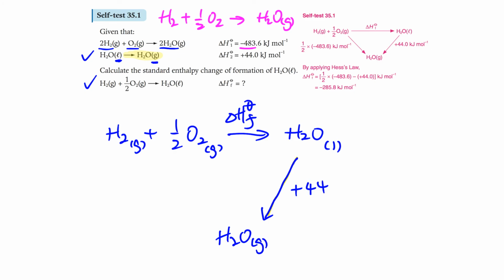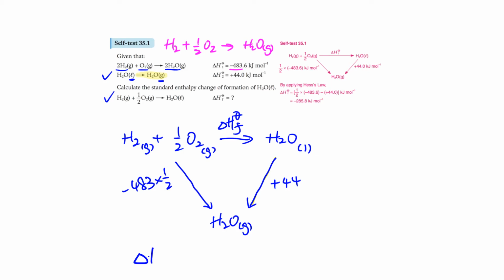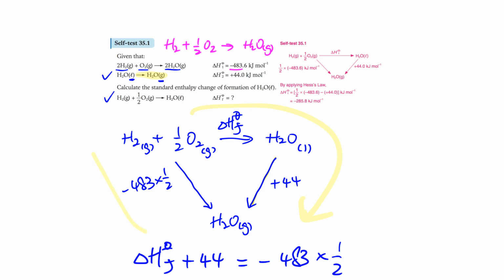So we have gas already. And then we have one H2 and we have half O2. So you find that the whole thing will be completed. But remember, this time I just carry out the whole equation by half only. So we just have half of it. So basically, the equation that you're going to do will be delta H F plus 44 equals to negative 483 times 1 over 2. Because this will be the clockwise, that will be the anti-clockwise. So I'll add these things together.